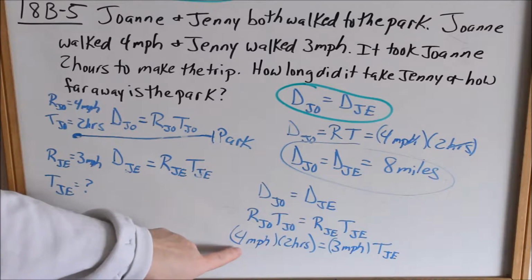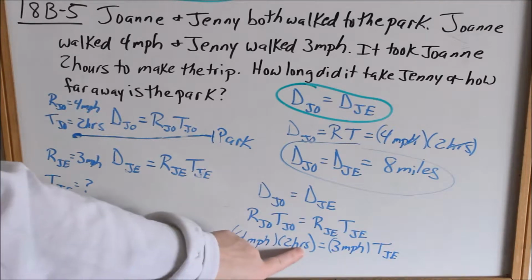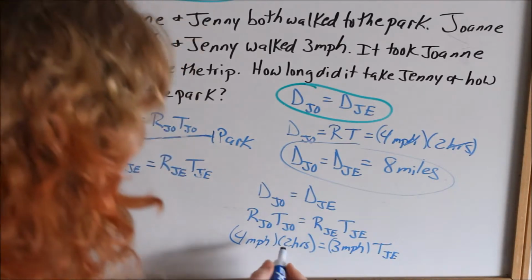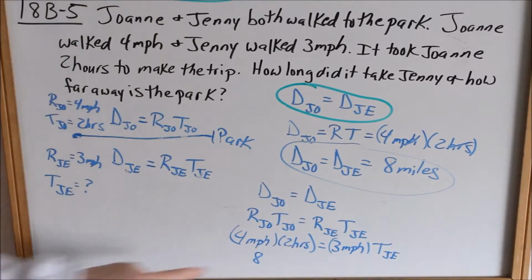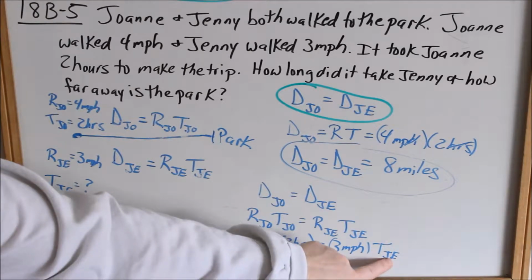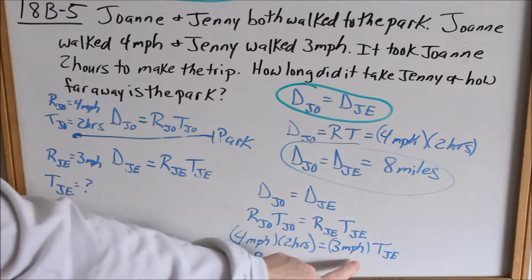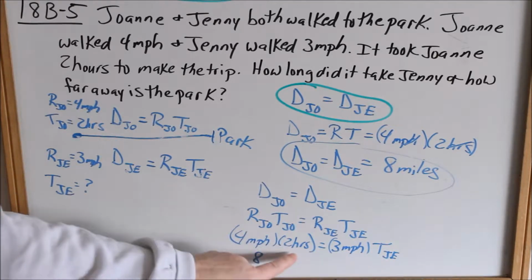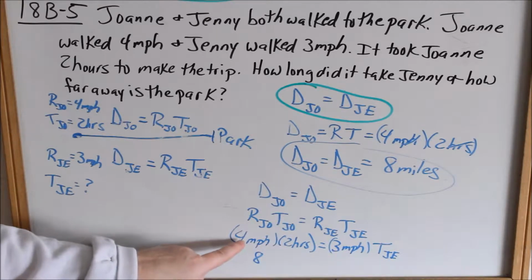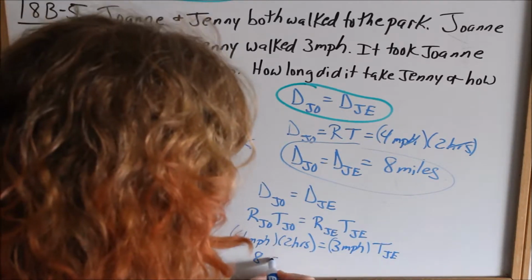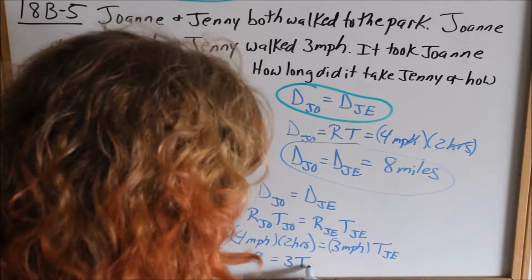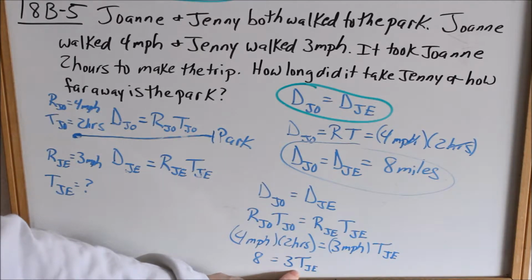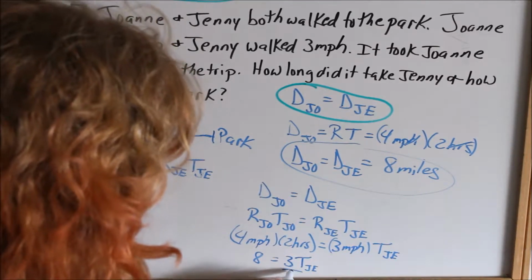So now it's just a matter of that hours and that hours will cancel. So now we can multiply these numbers together, and that will be 8. As long as all of my units are the same, what unit should I come up with for time? Since I'm dealing with hours, then my time unit will be hours. So for a moment, I'm just going to drop all my units. 4 times 2 is 8, equals 3 times Jenny's time. So to solve for Jenny's time, we're dividing by 3. Divide each side by 3.